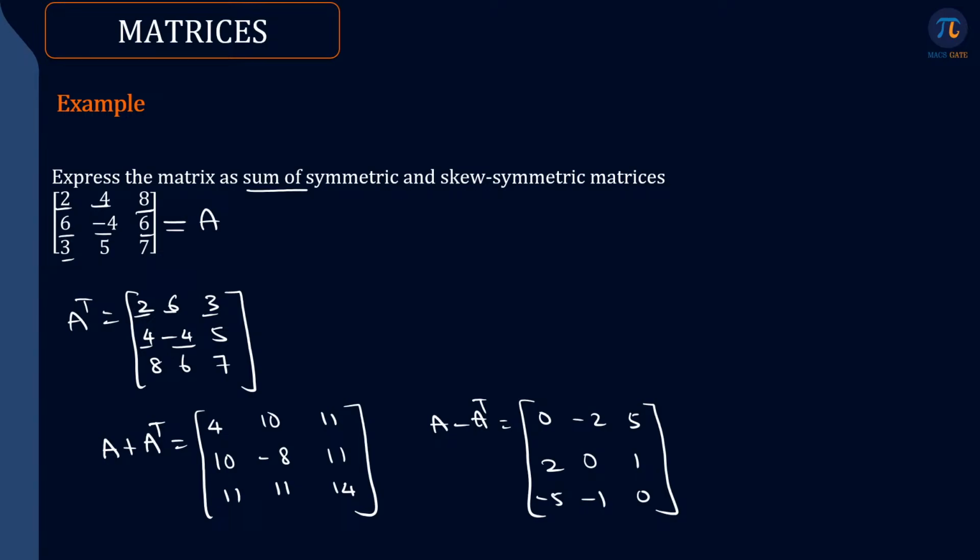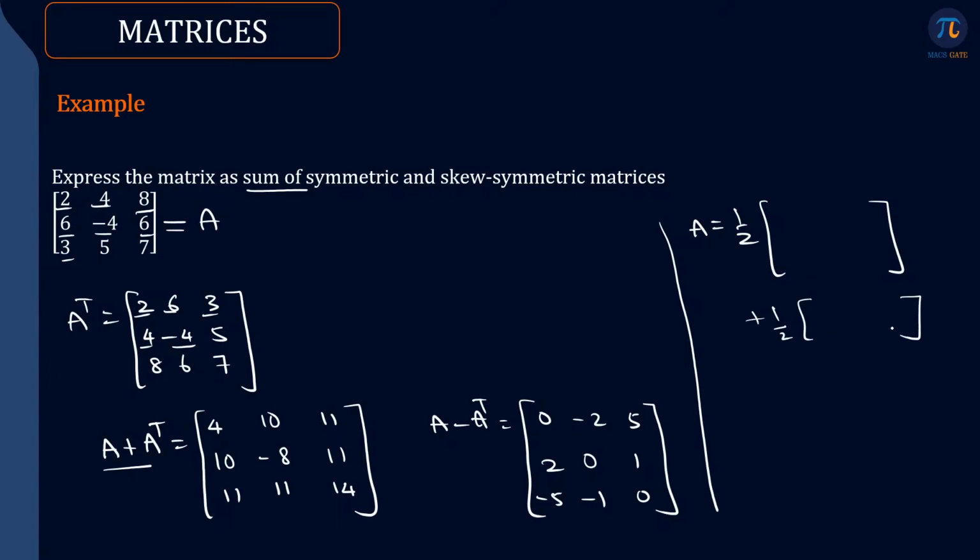So now you can write this matrix A as A is equal to half of A plus A transpose, that is this matrix, and half of A minus A transpose, this matrix. So this is A plus A transpose you write here, and here you write A minus A transpose.